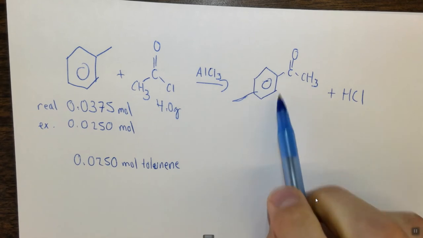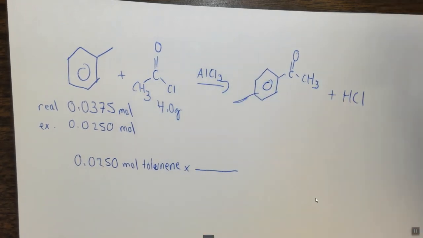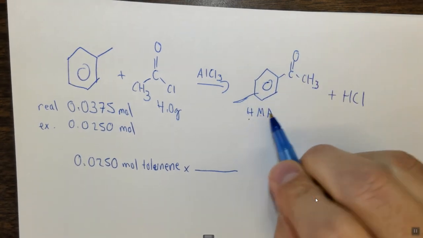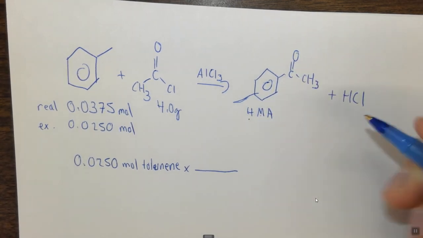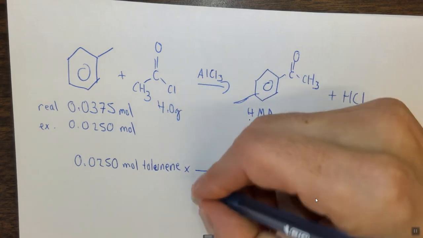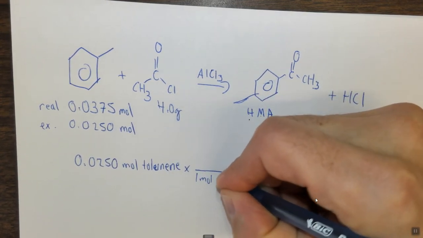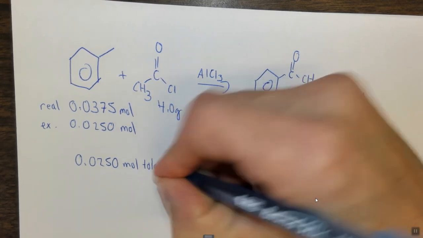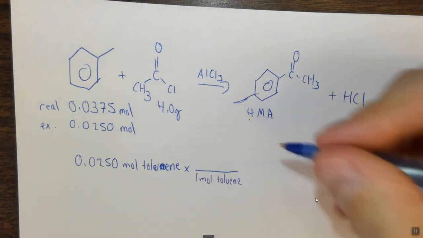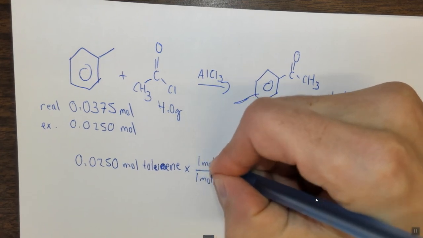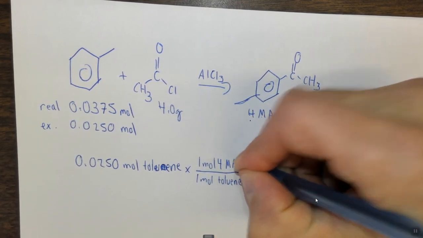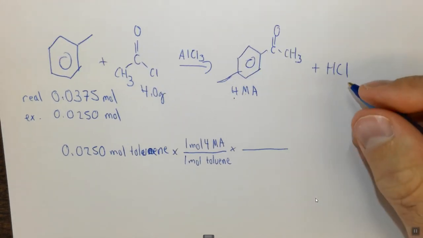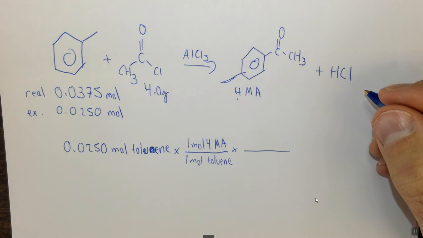We want to convert that to moles of product, which is 4-methylacetophenone. So I'm going to call it 4-MA, 4-methylacetophenone. And basically it's 1-to-1. So for every 1 mole of toluene, we're going to get 1 mole of 4-methylacetophenone. Then we need to convert it to grams of 4-methylacetophenone using the molar mass, which happens to be 134.18.